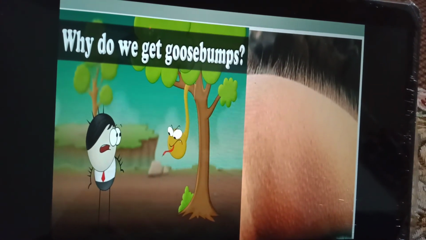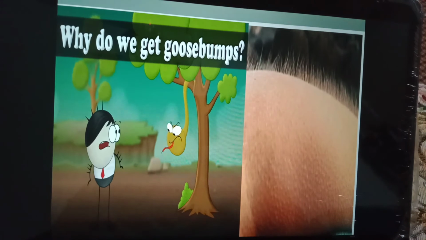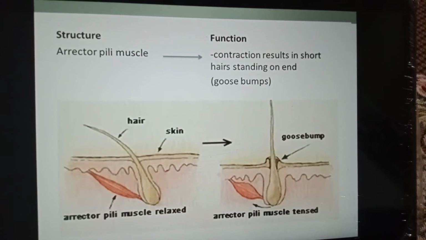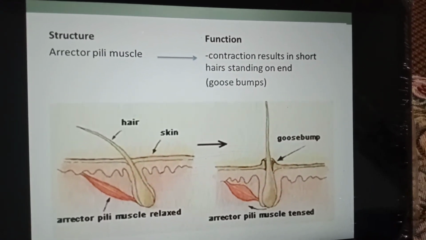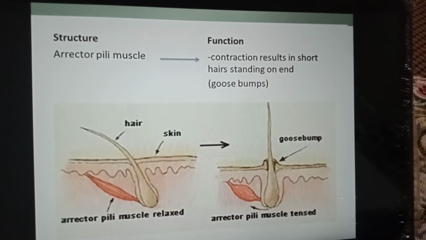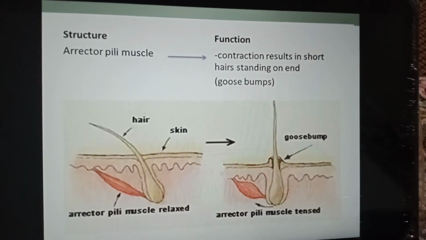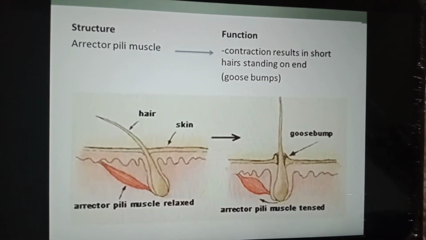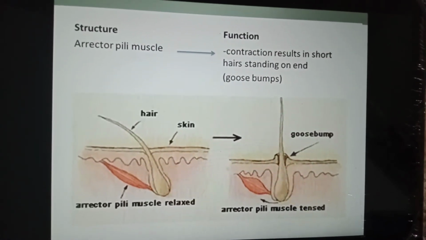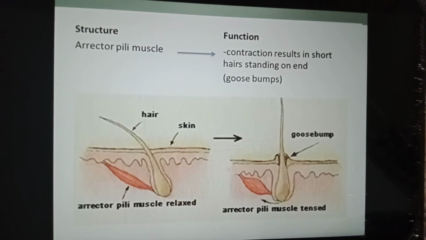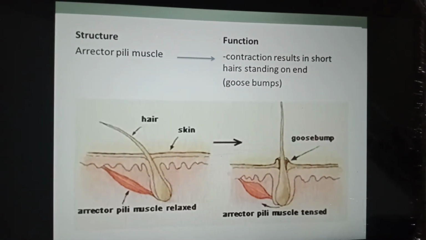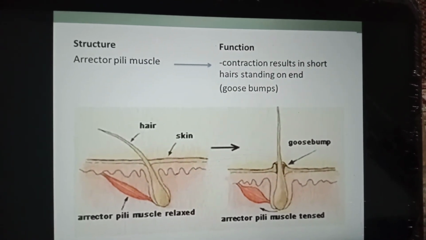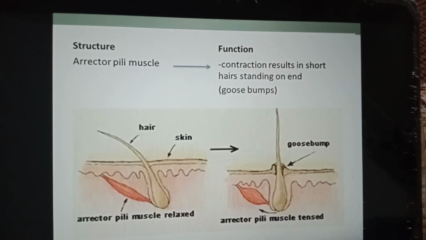Next, the question is, why do we get goosebumps? As you know, skin performs an important role in the regulation of body temperature. The thin layer of fat cells in the dermis insulates the body. Contraction of small muscles attached to hairs forms goosebumps, as you can watch on your screen. Here are the erector pili muscles. Their contraction results in short hairs standing on end, called goosebumps.